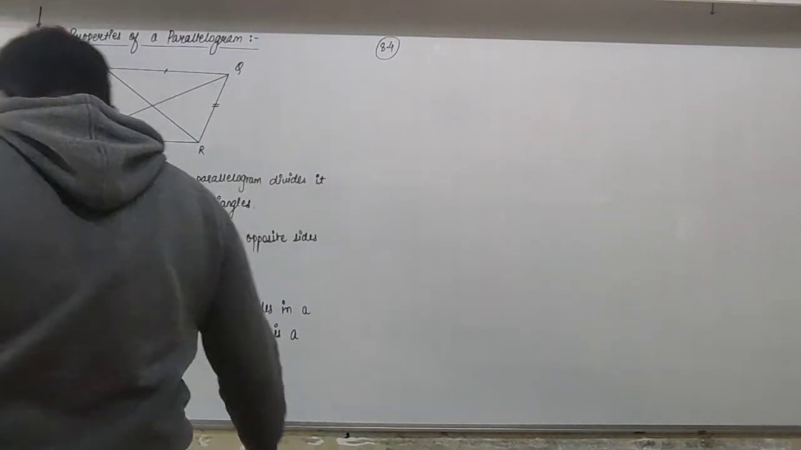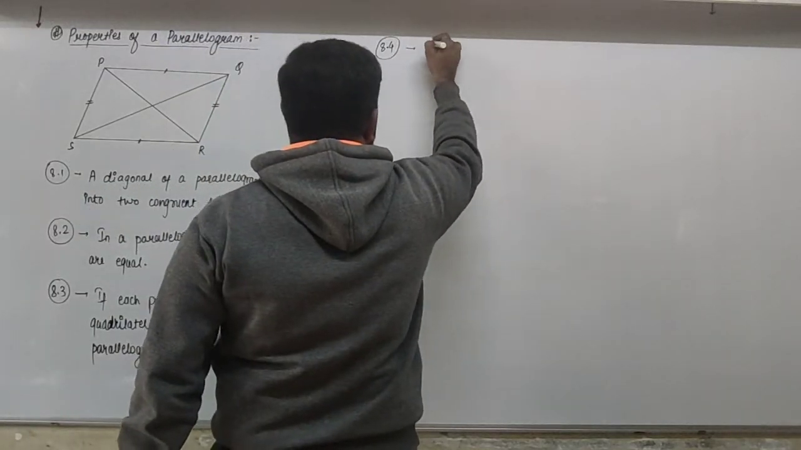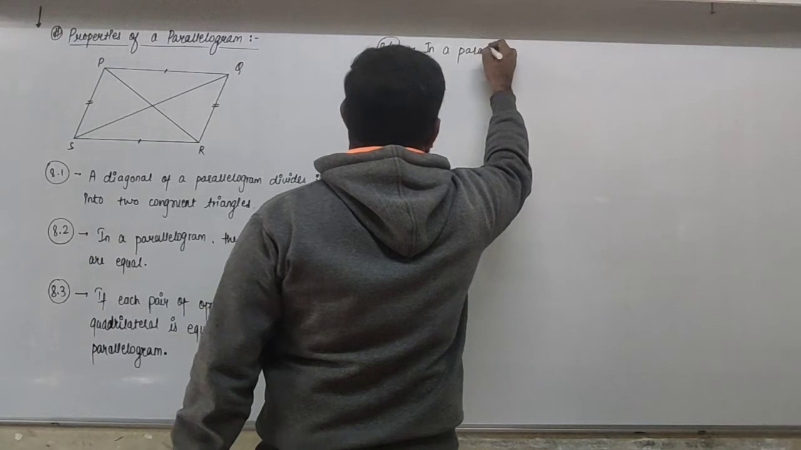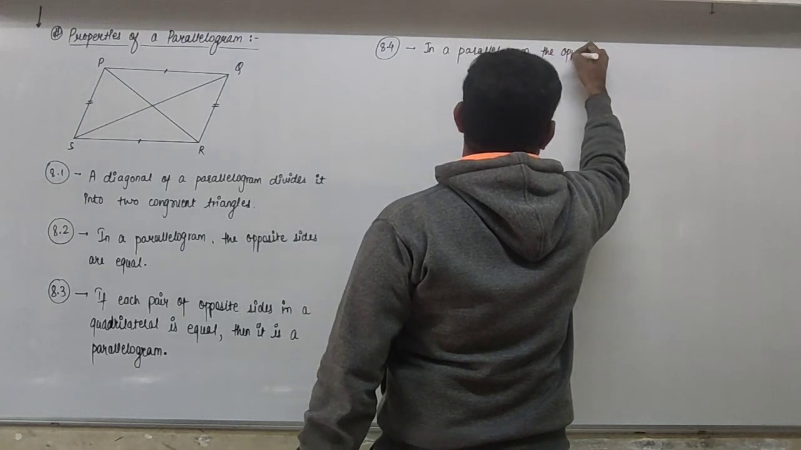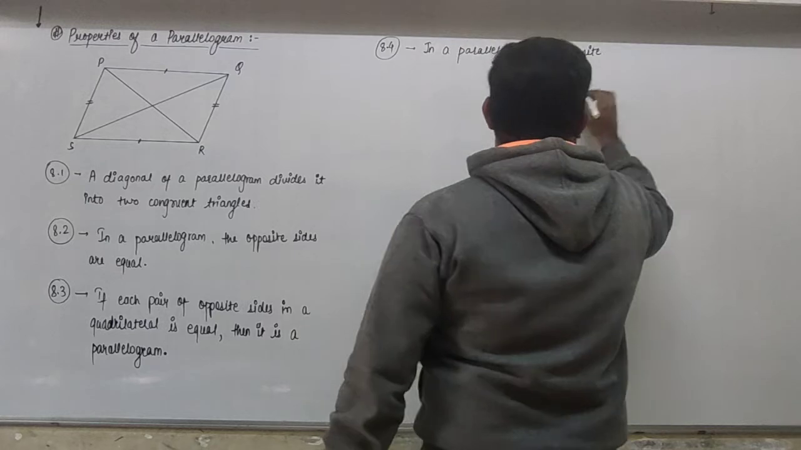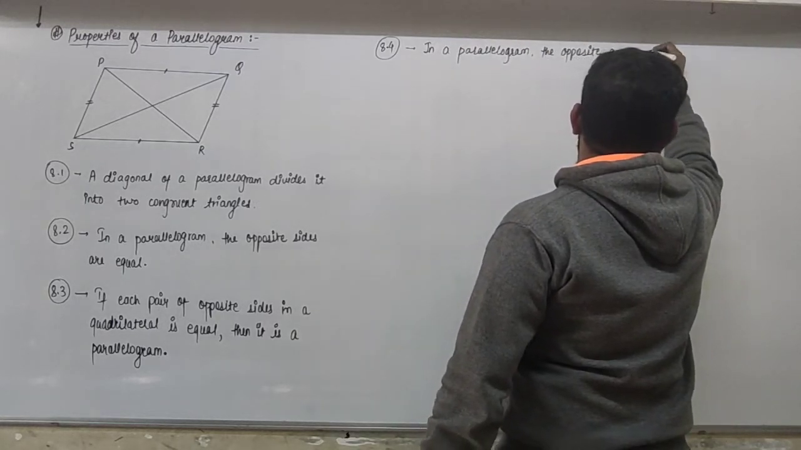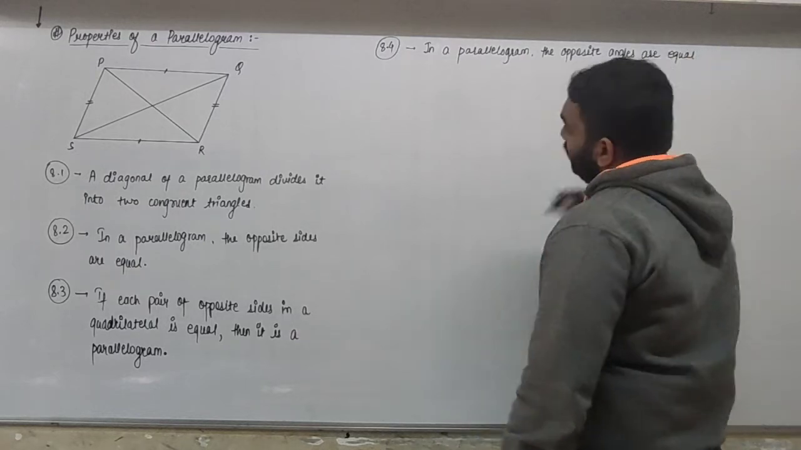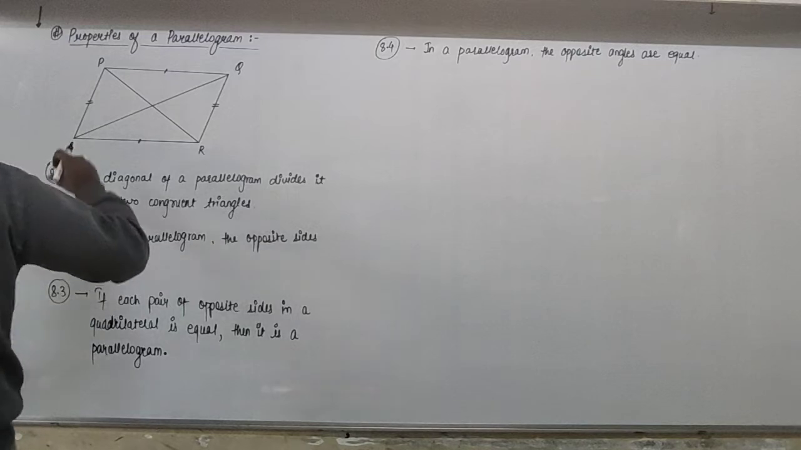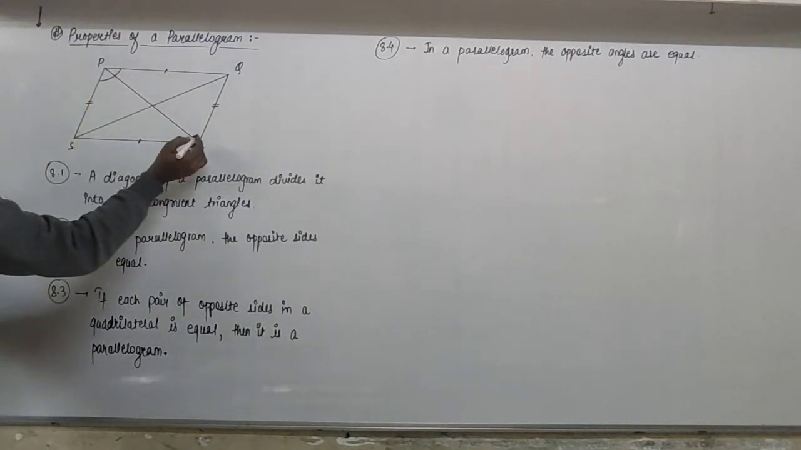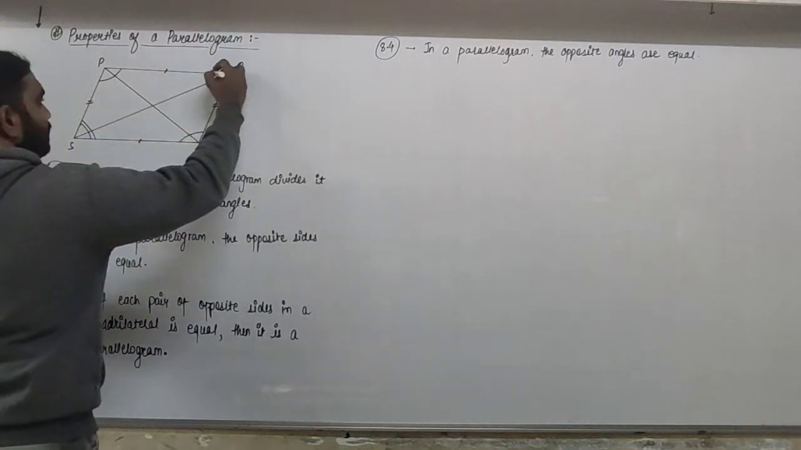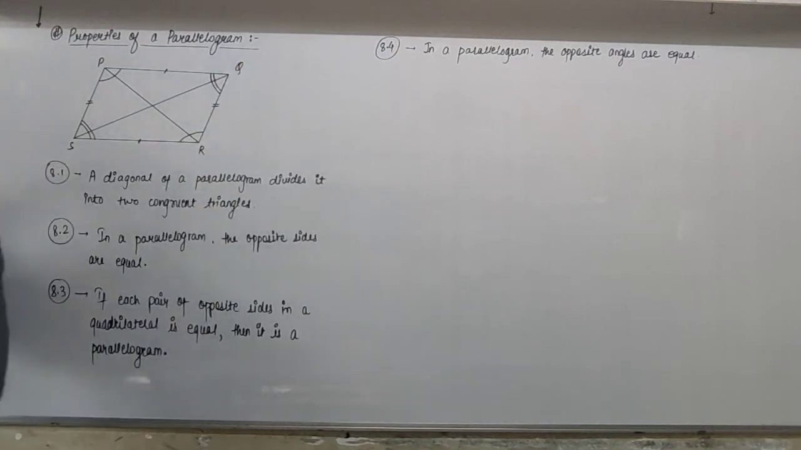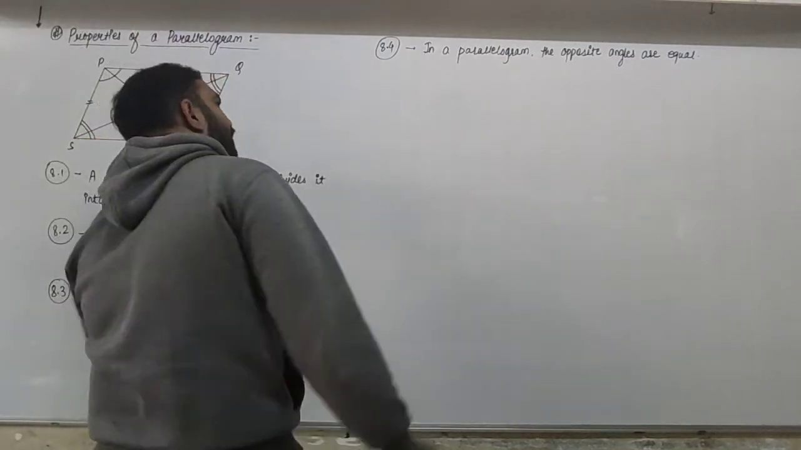Theorem number 8.4 says that in a parallelogram, and now we are going to talk about the angles, the opposite angles are equal. Right? In a parallelogram, opposite angles are equal. What are the opposite angles? P and R, S and Q. These are the opposite angles, and they will be equal. We already know that in a parallelogram, the opposite angles are equal.